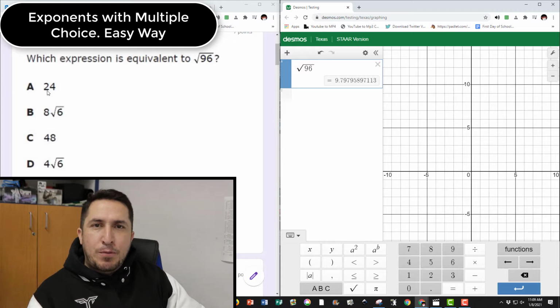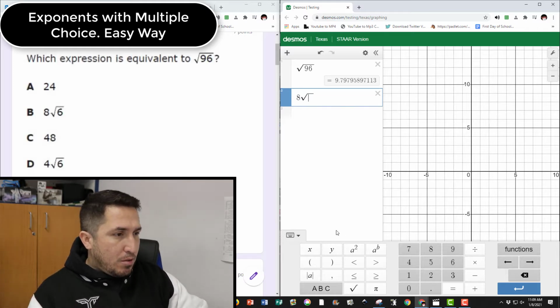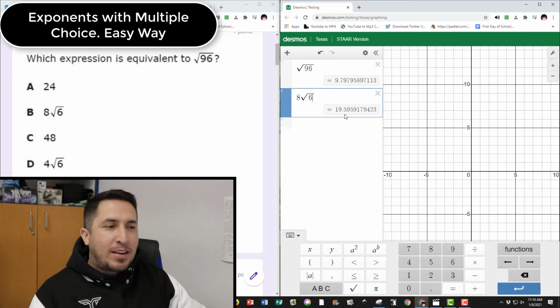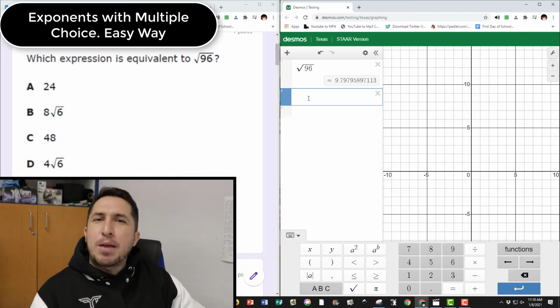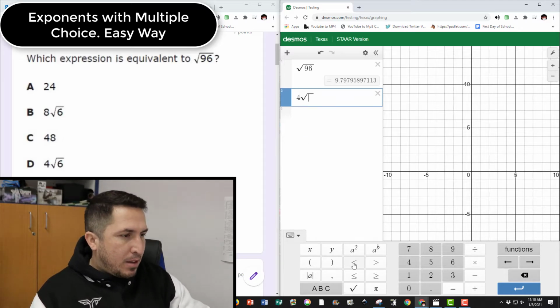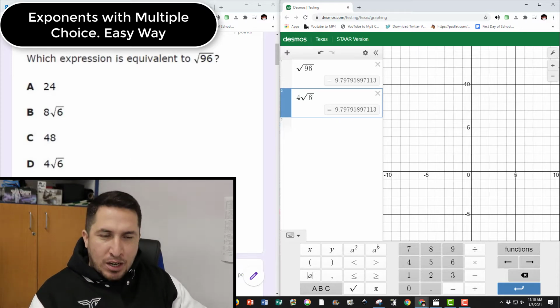Now, choice A says 24. Is 24 9.79? No, it's not. Choice B says 8 square root of 6. Is that 9.79? I don't know. Let's type it in. 8 square root of 6. Is that 9.79? No, that's 19.59. So that's not it. Erase him. Put in choice C. Choice C says 48. Is that 9.79? Nope. Choice D. It might be. Let's just make sure. D says 4 square root of 6. Type him in. And hey, there's my 9.79. They're matching. My answer here is choice D.